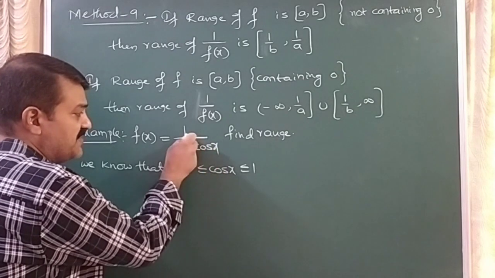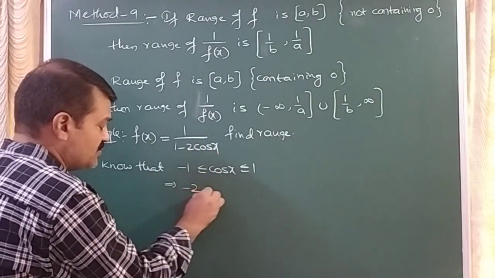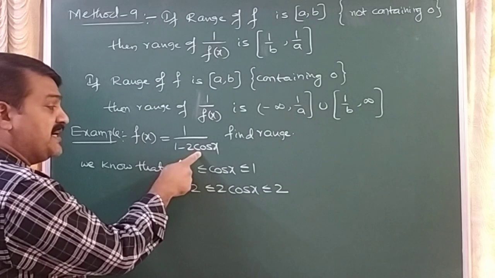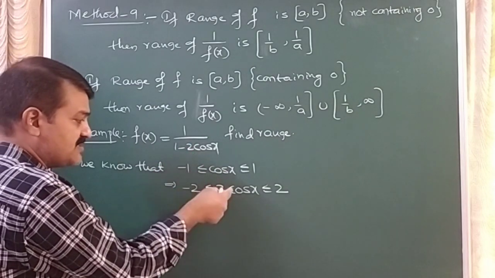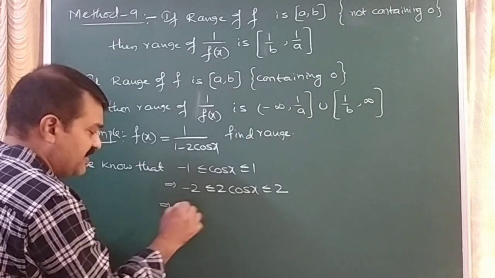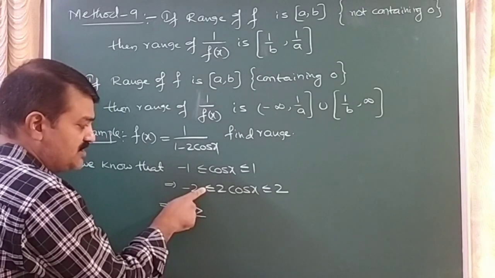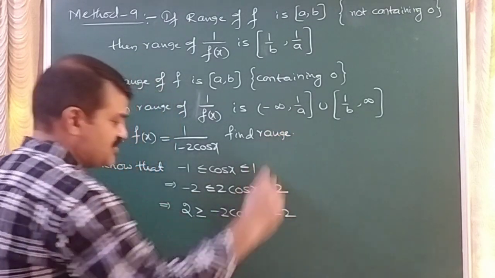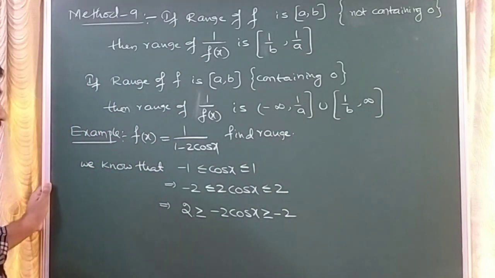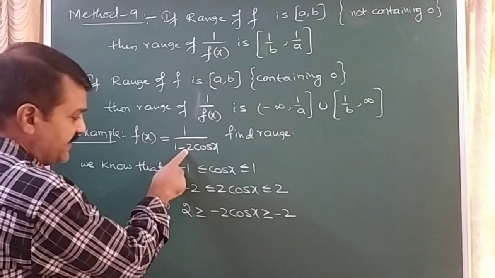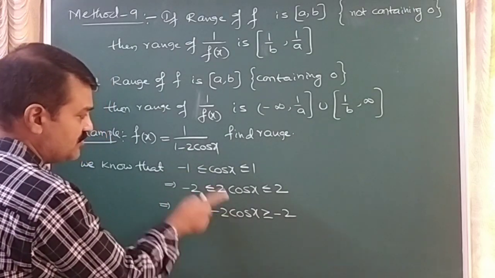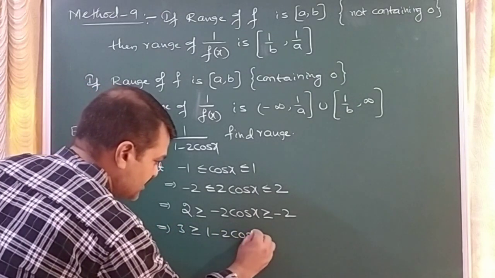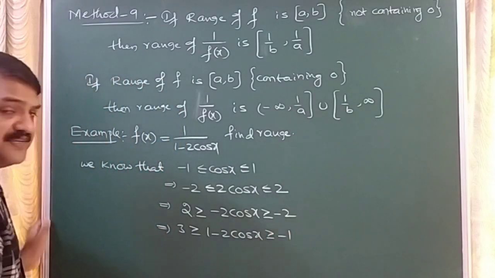So to extract the range of this function, first multiply with 2. So minus 2 less than or equal to 2 cos x less than or equal to 2. Now multiply with minus to get minus 2 cos x. So when you multiply with minus, this inequality symbol will change. Okay. Now, minus 2 cos x interval we got, no? So add 1 now. 3 greater than or equal to 1 minus 2 cos x greater than or equal to minus 1.